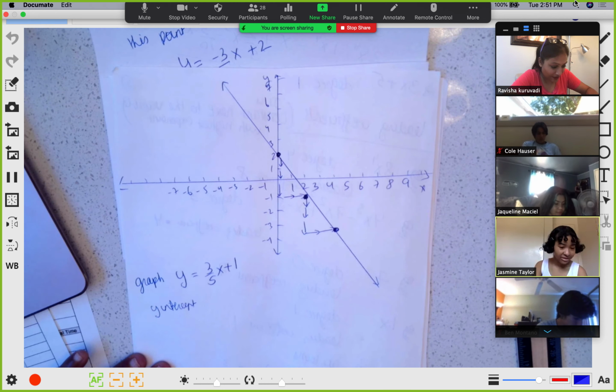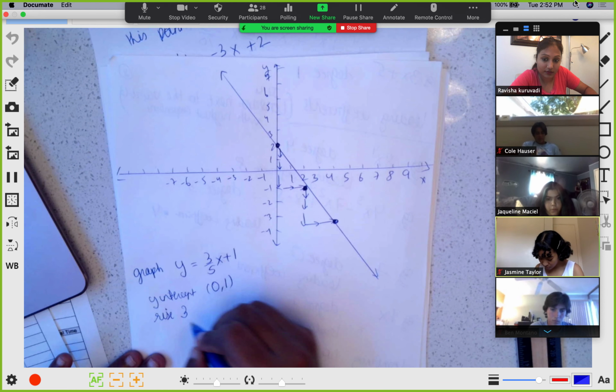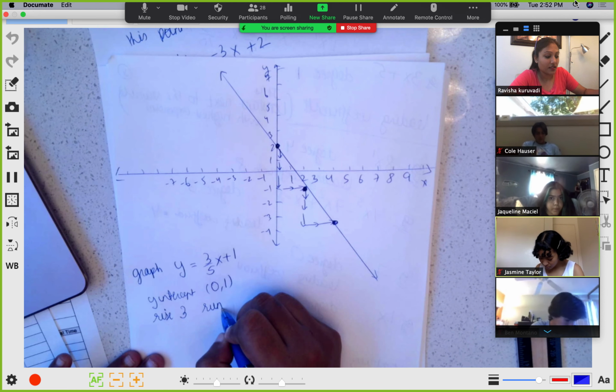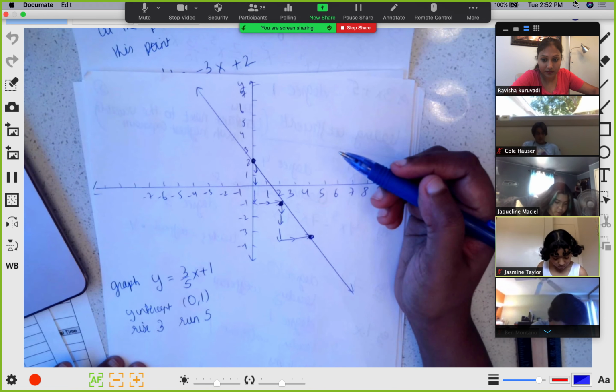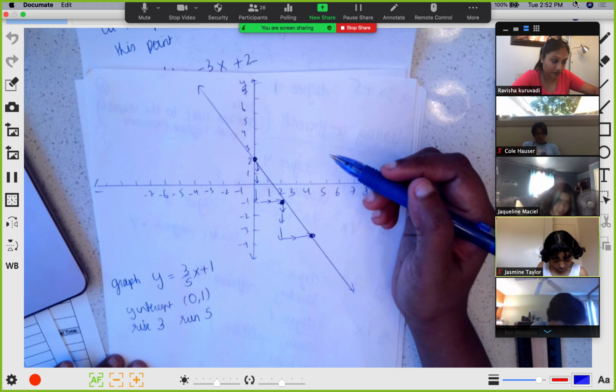How much is my rise? Your rise? It's 3, positive 3. And how much is my run? 5, positive 5. Can you help me graph this here? Yeah, hold on. I haven't graphed it either.